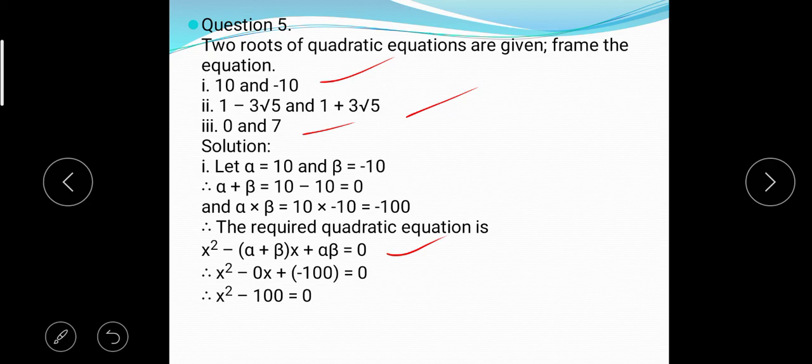So it is x square minus (alpha plus beta) into x plus alpha into beta is equal to 0. What is alpha plus beta? It is 0, and alpha into beta is minus 100, and therefore our quadratic equation is x square, the x term is 0, minus 100 is equal to 0.